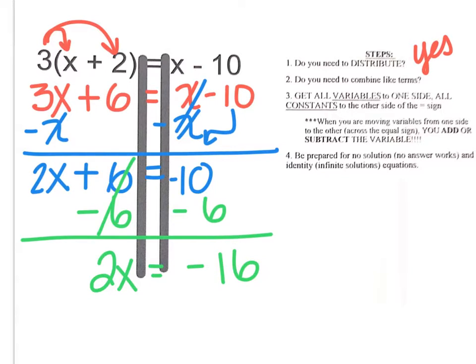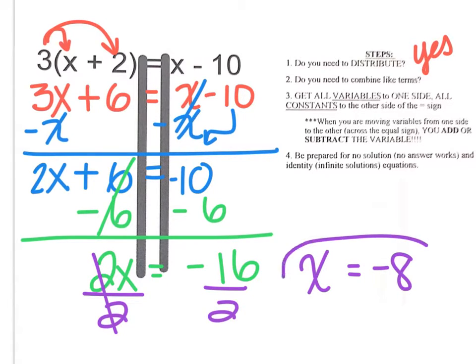Remember, same signs, add them up, opposites subtract. 2 negative signs, so we're going to add, gives me -16. Now I'm going to divide both sides by 2. I get x equals a -8. Let's look at the next one.